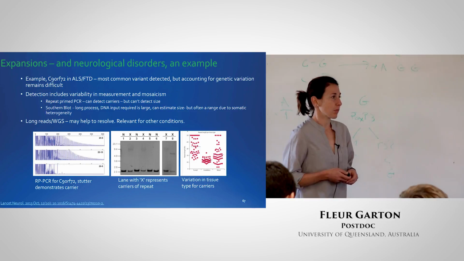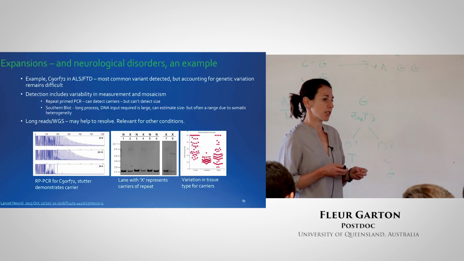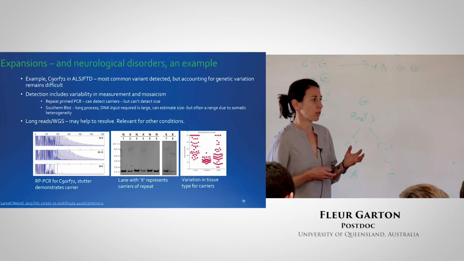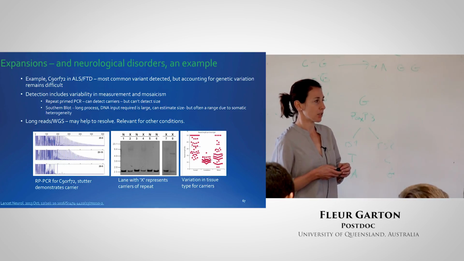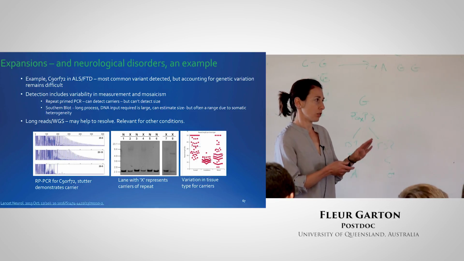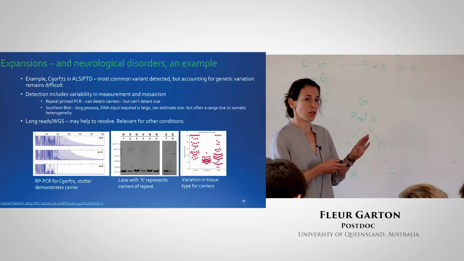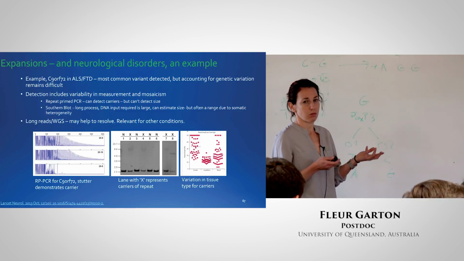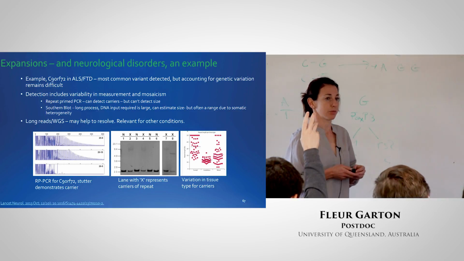So yeah, this is just an example of variation that's still hard. We know that it exists, but it's still hard to pick up. And I think the long read technology will be very useful for these types of neurological disorders, but also how might differences in repeat size contribute to complex traits? We're not sure.